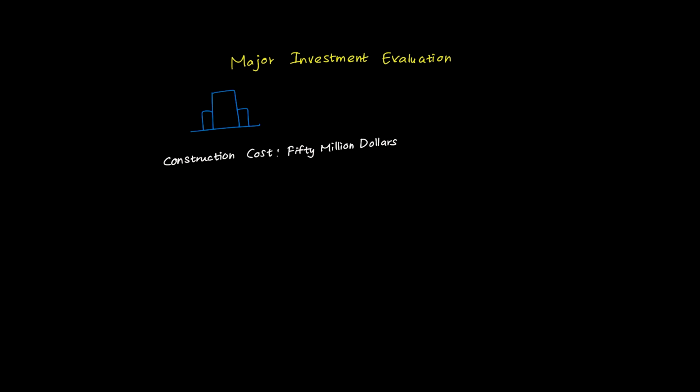Let's identify the financial process used for major investment evaluation. A hotel chain is considering expansion. They're looking at potential locations for new properties. For each location, they need to estimate construction costs, which might be $50 million or more per property. Then they forecast the revenues each hotel will generate over its lifetime, let's say 20 years. They also estimate operating costs, maintenance, staffing, everything needed to run the hotel.